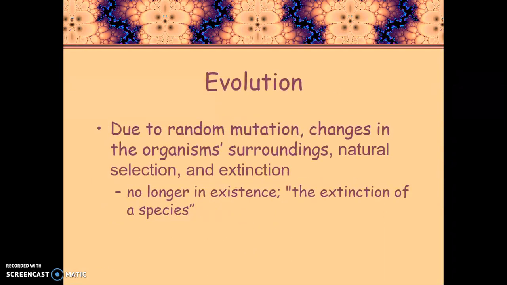Evolution is due to random effects. So random mutation plays a role, changes in the organism's surroundings or the environment, natural selection, and extinction is important too. Remember that extinction means no longer in existence. So we can have the extinction of a species.